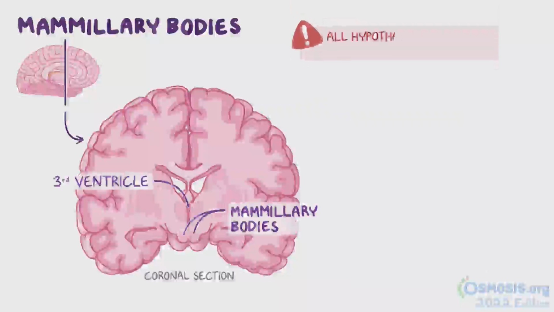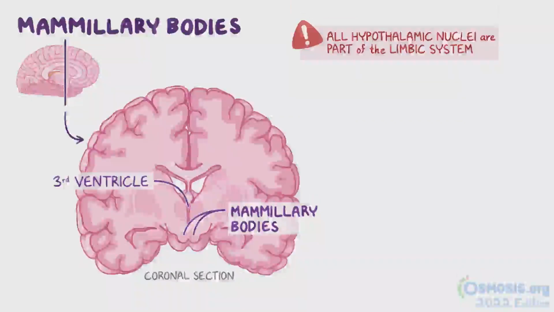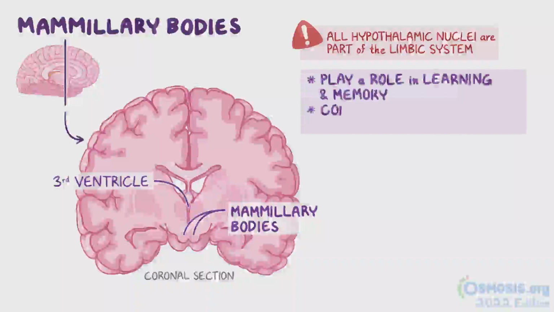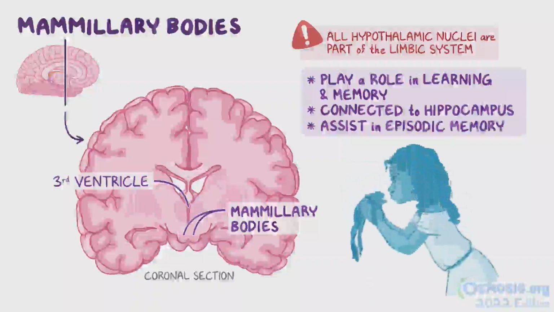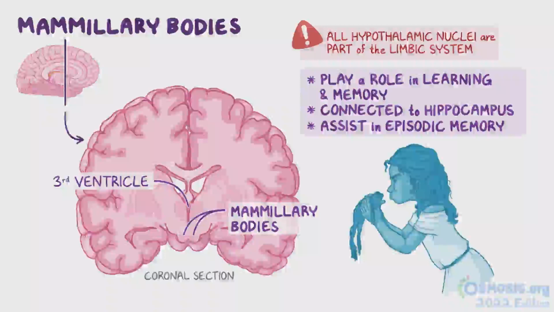Now, all of the hypothalamic nuclei are part of the limbic system, as homeostasis is one of their major functions, but the mammillary bodies are especially important, as they play a role in learning and memory and are connected to the hippocampus. These structures assist in episodic memory, which is the ability to recall specific situations, or episodes, from our lives, like the place and time of our first kiss and the emotional reaction associated with it.